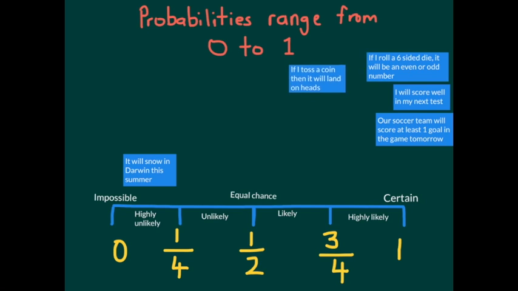If I toss a coin, then it will land on heads. Well, there's two options available here. It could be heads or tails. So it's a 50% chance of happening, equal chance, so it goes right in the middle.